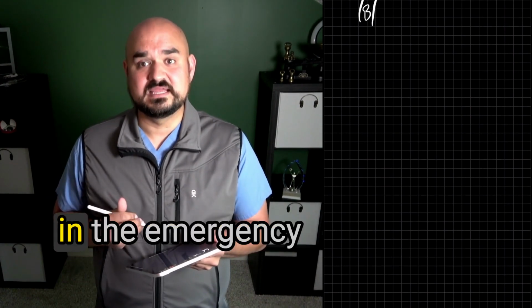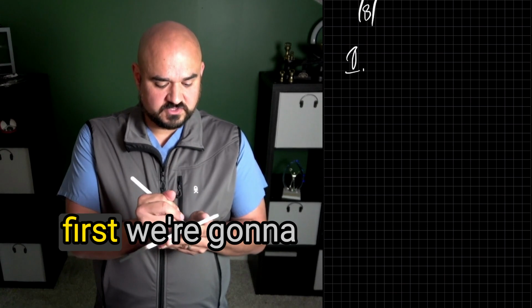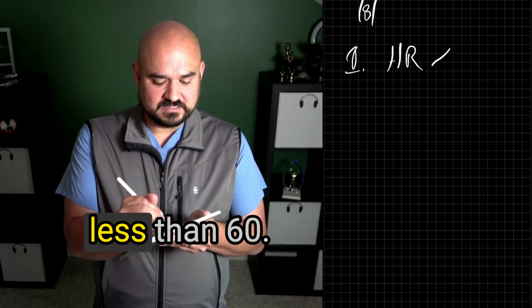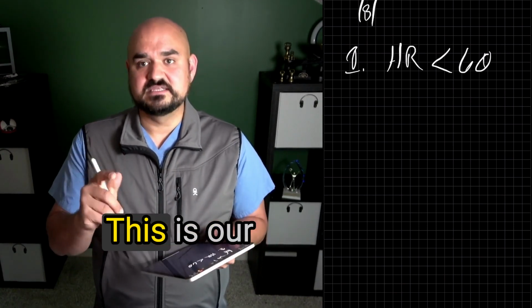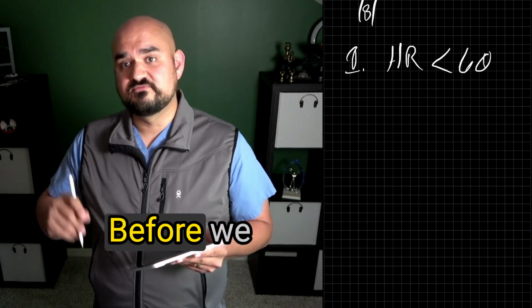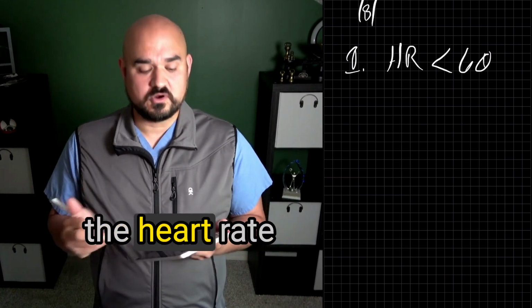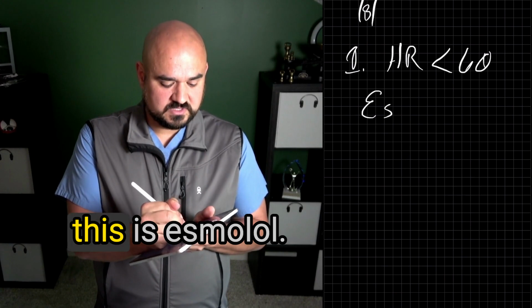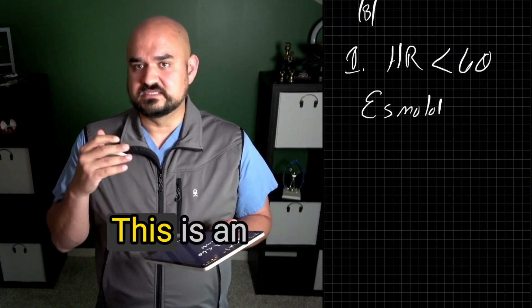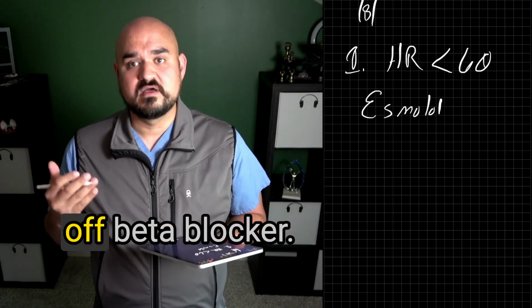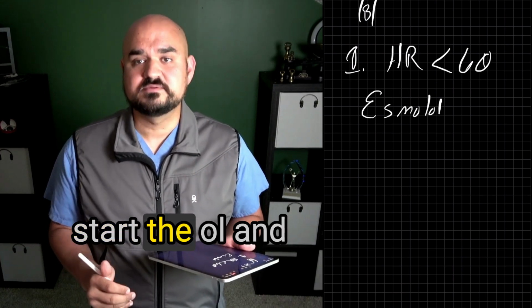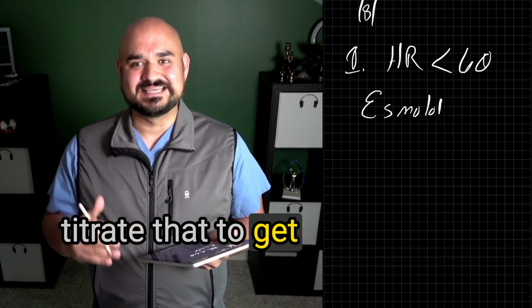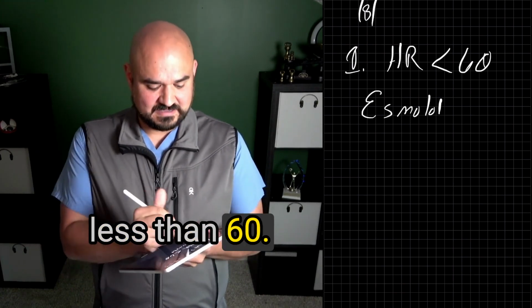Our management in the emergency department is first, we're going to get the heart rate less than 60. This is our first priority. Before we worry about blood pressure, we want to get the heart rate less than 60. And the way we're going to do this is esmolol. This is an infusion, a quick-on, quick-off beta blocker. We're going to start the esmolol and titrate that to get the heart rate less than 60.